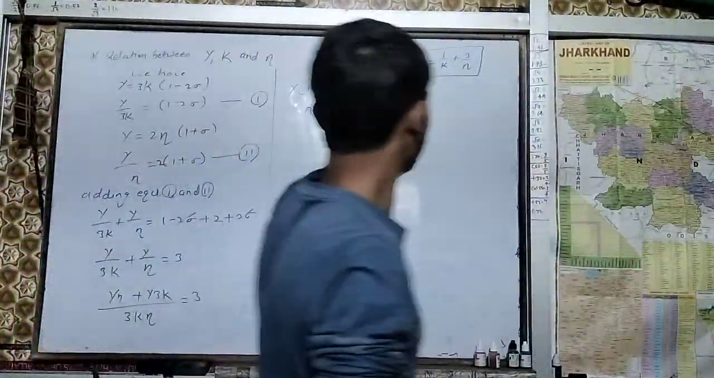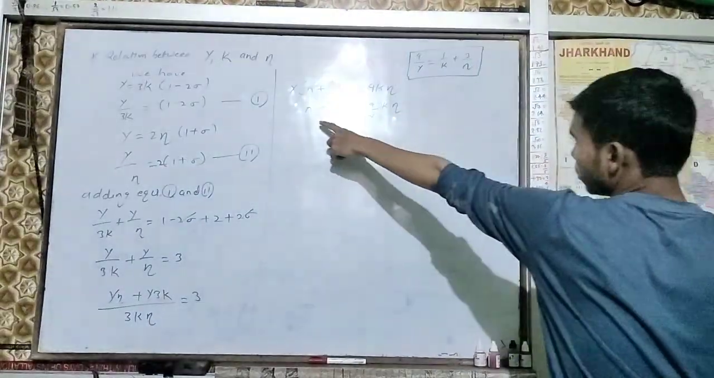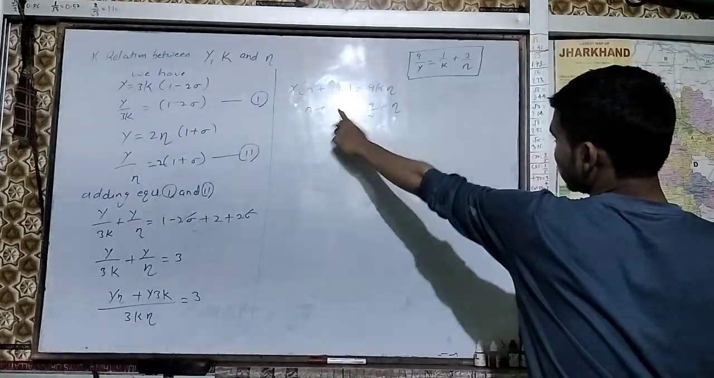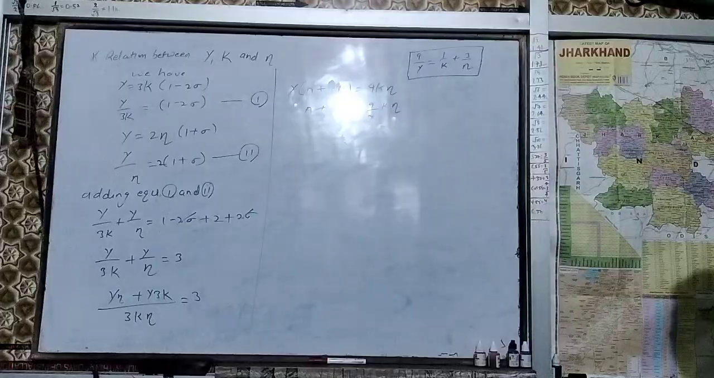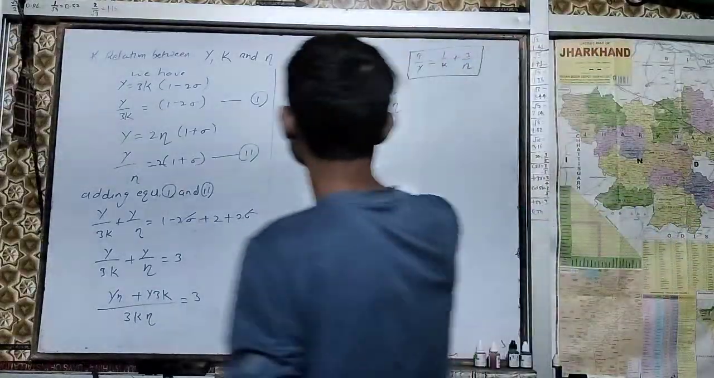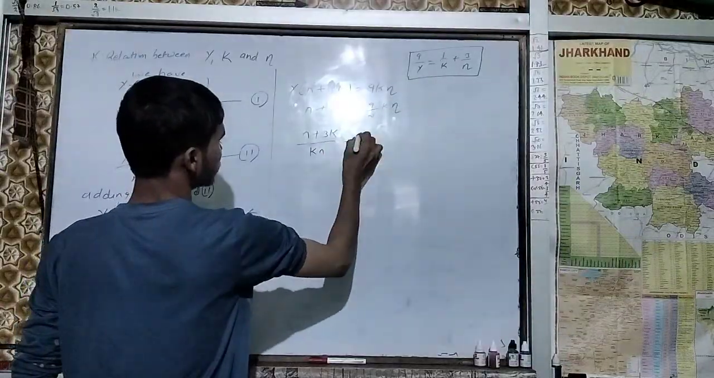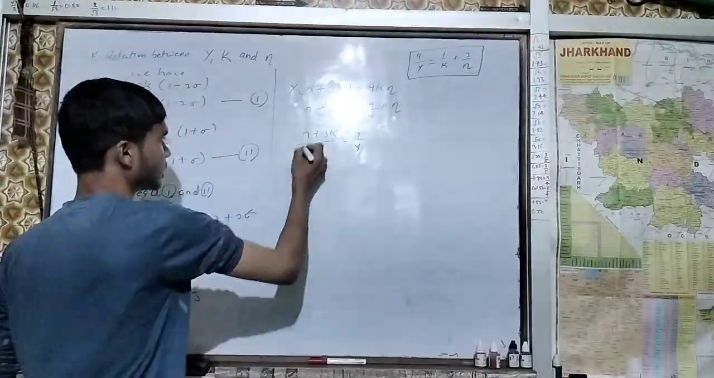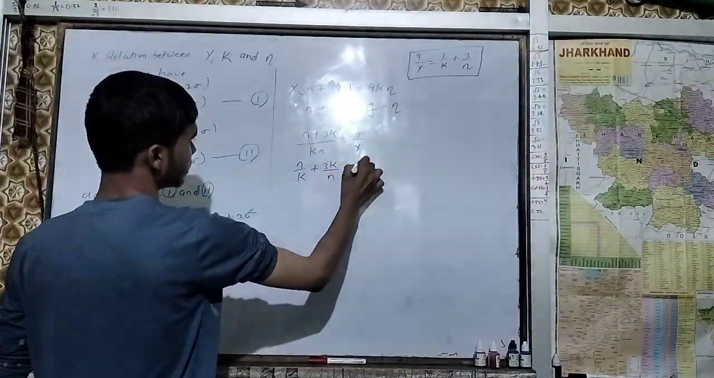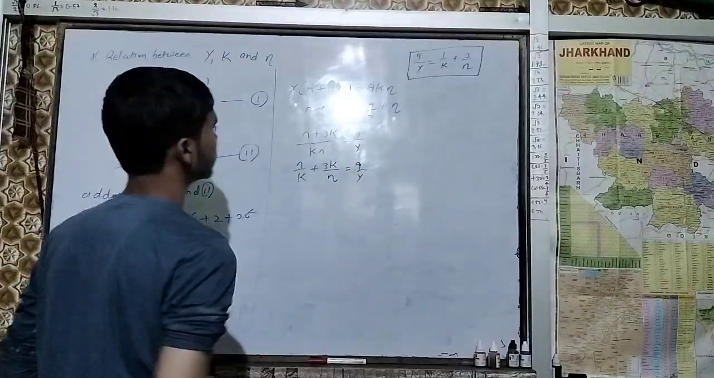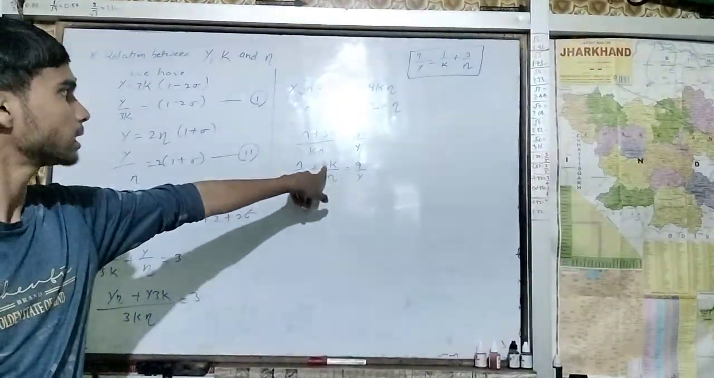But what about this, if we shift this kη over here, it will come in the divider. Let's do η plus 3k upon kη is equal to 9 upon y. η upon k plus 3k upon η is equal to 9 upon y. Here see 1 upon k, okay, and 3 upon η.